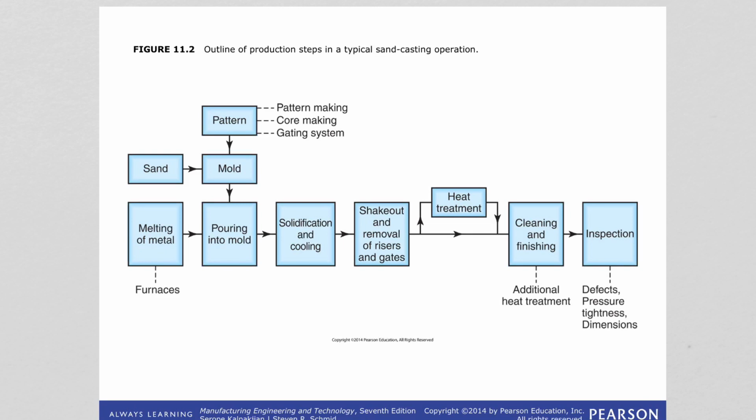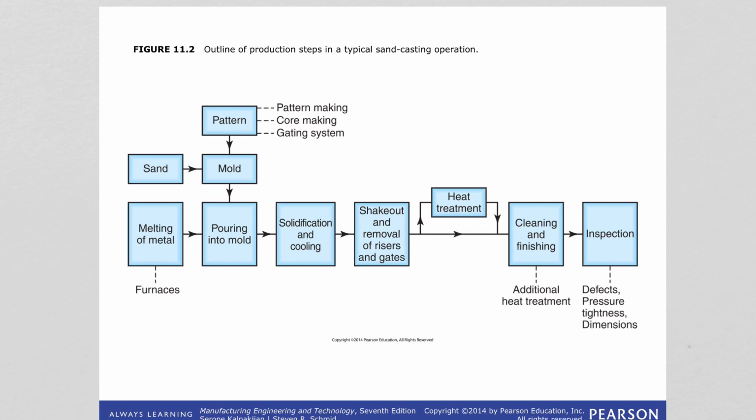In this figure, we are seeing production steps in a sand casting operation. Of course, first the pattern needs to be made. The pattern, together with the gating system and cores, needs to be made. The cores are going to be the holes inside our cast metal. So first you do the pattern and sand together, mix them and make the mold, and then pour the metal. Of course, the metal comes from the furnaces. Pour the molten metal, and then solidification and cooling.